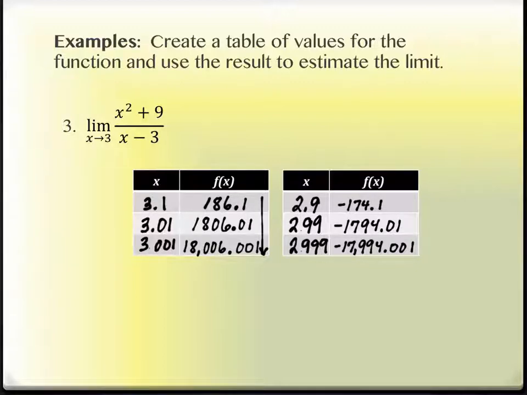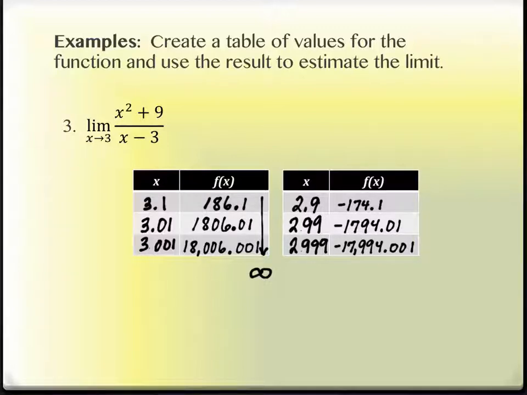Let's look at just the first column for a moment. 186, 1806, 18,006. What seems to be happening? It's getting way bigger, like one whole digit bigger. So if I put another 0 in between the 3 and the 1, it would probably give me 180,000, and then 1.8 million, and then 18 million. It would keep getting larger by a factor of 10 every time. That's exactly what's happening. It's approaching infinity.